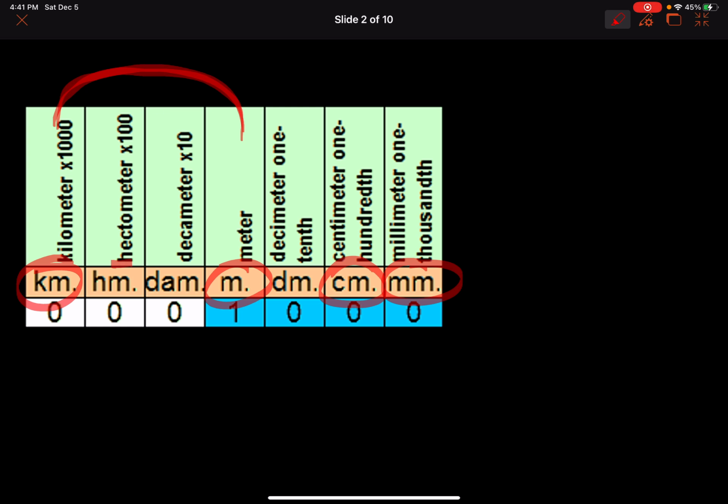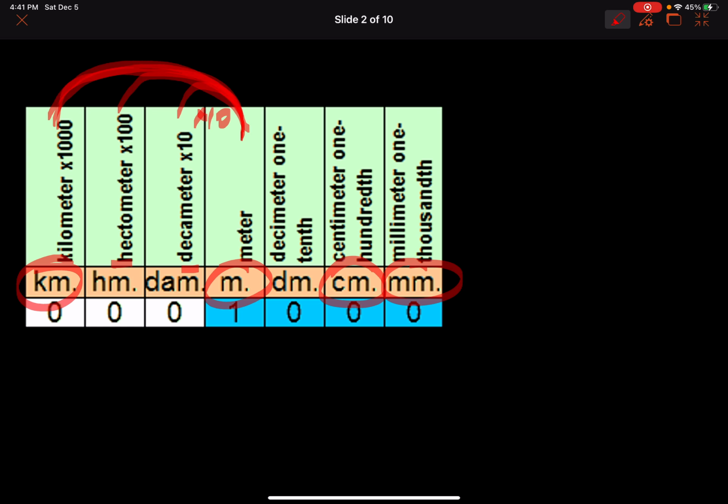Notice I have a hectometer here and a decameter here. I have no idea what those are even used for. But if I was going to move up one place here, I'm going to multiply by 10. Just think about it as place value. If you're moving up each section, you're going to multiply by another 10. So this would be multiplied by 100, and this would be multiplied by 1,000.